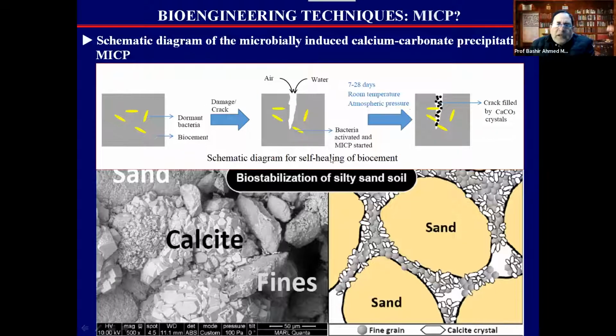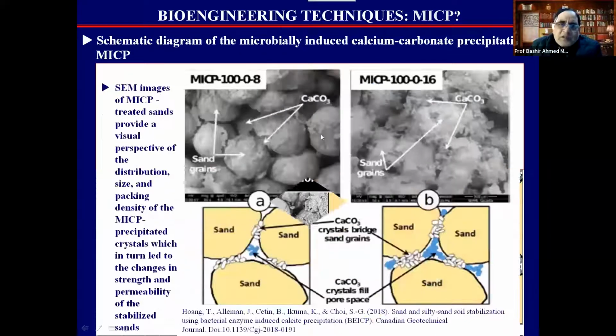And this is the schematic for the self-healing of biocement. You can have dormant bacteria, which is dead. Then when it is activated, because of some crack or the insertion of air here, the MICP process starts, and the cracks are filled by this precipitation, which bonds the soil particles together, and hence the compressibility is reduced and strength is increased. Likewise, there are some other scanning electron images of sands, which provide visual perception of the distribution, size, packing, and density of the precipitated crystals in these two figures.